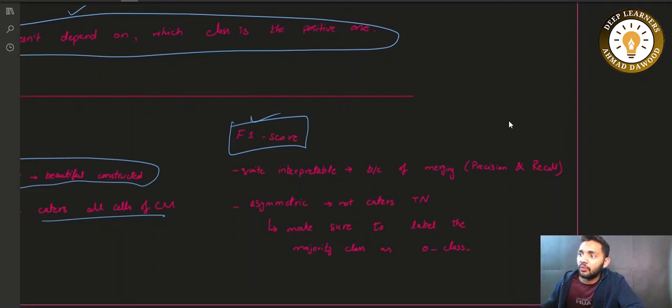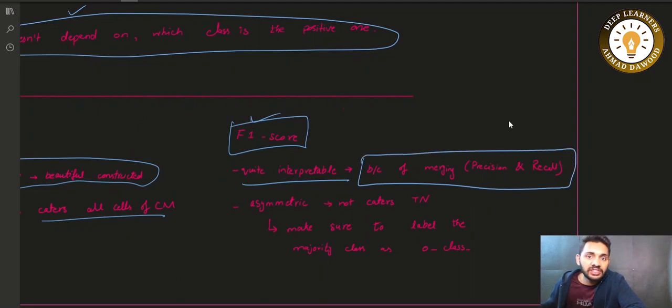And why can we use F1 score? It is quite interpretable because of the merging of precision and recall. What is precision? Simply how many positive predictions are correct. And what is recall? How many positive samples are correctly classified. You can see how good they are in terms of interpretation. And as F1 score is the average of precision and recall, it is very good in terms of interpretation. And as you know, it is asymmetric and does not cater to true negatives.